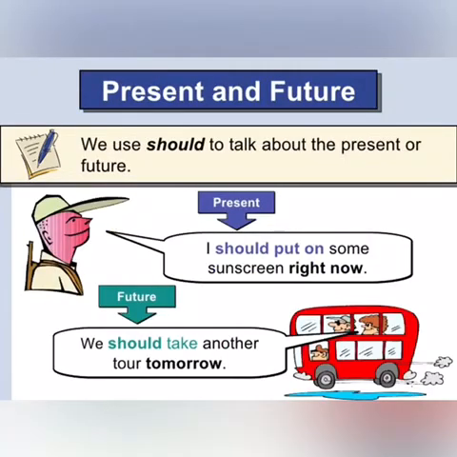Now let's talk about how we use should in the future and present tense. We use should to talk about the present or future. For example, I should put on some sunscreen right now. And the second one is we should take another tour tomorrow.